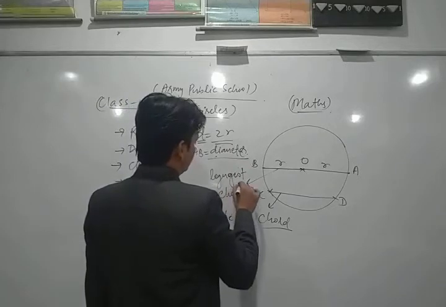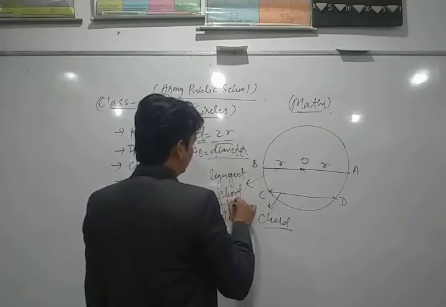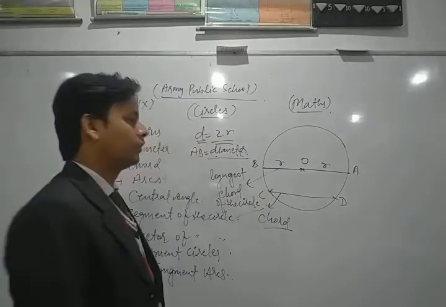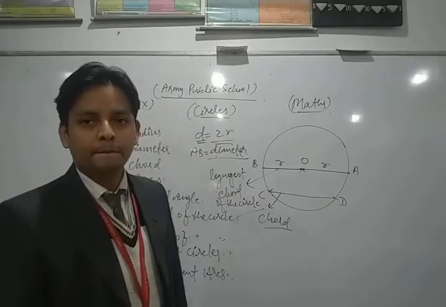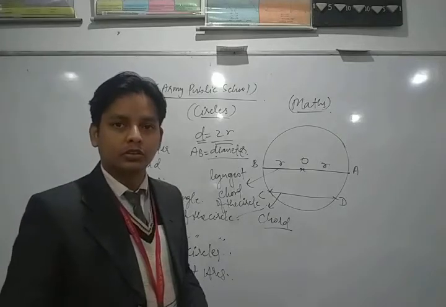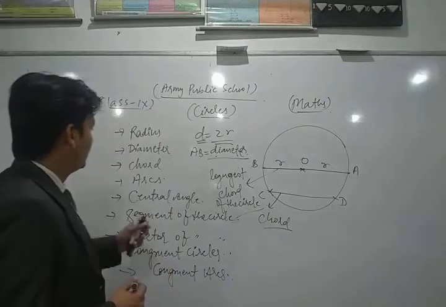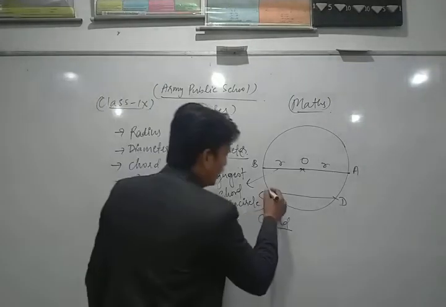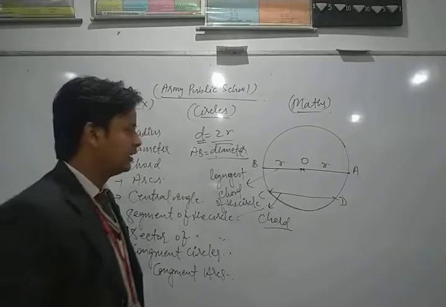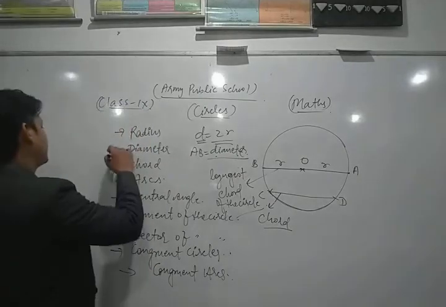The longest chord of the circle is called the diameter. So now it is clear. Now arc. Listen, a continuous piece of a circle is called an arc. Now we discuss all about that.